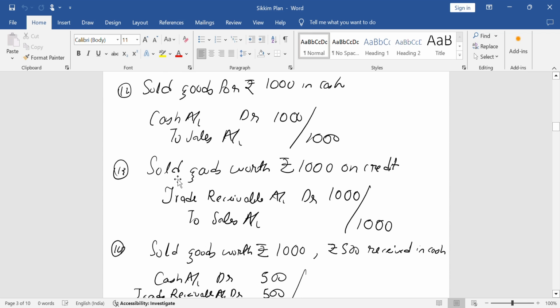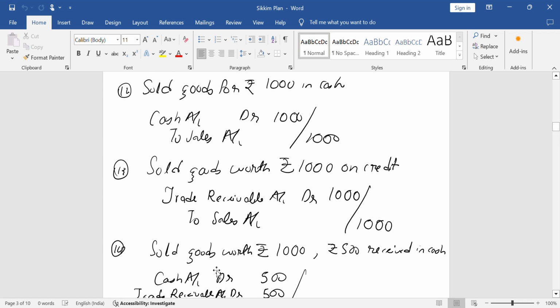So 13th transaction, sold goods worth rupees 1000 on credit. As we have not received the cash yet, we have to present that situation through some account, right? So here we will have trade receivable or debtor account, and again sales, of course. You have made sales, income is increasing, so we credit it. Then trade receivable is an asset which is increasing, so we debited trade receivable account rupees 1000.